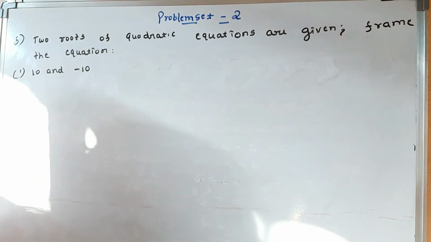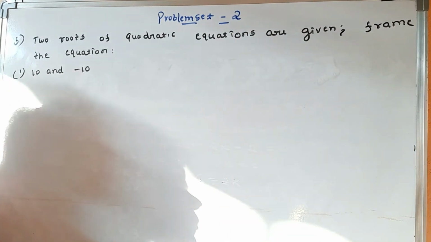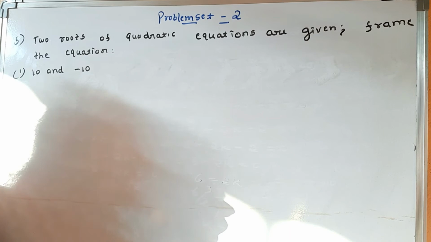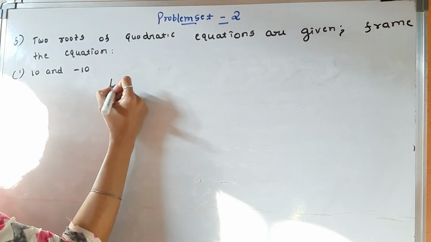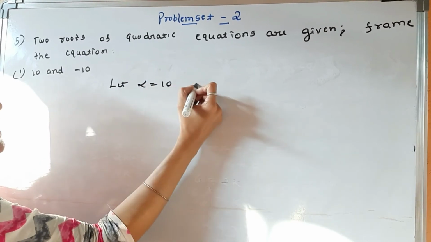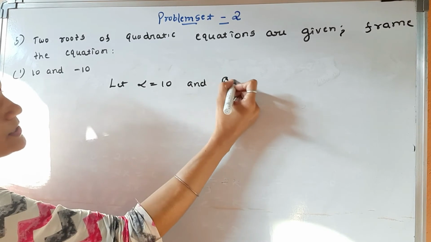Our next question is: two roots of the quadratic equation are given. Frame the equation. It is very simple. Two roots means what? Alpha is given and beta is given. We got 10 and -10. See, let alpha is equal to 10 and beta is equal to -10.